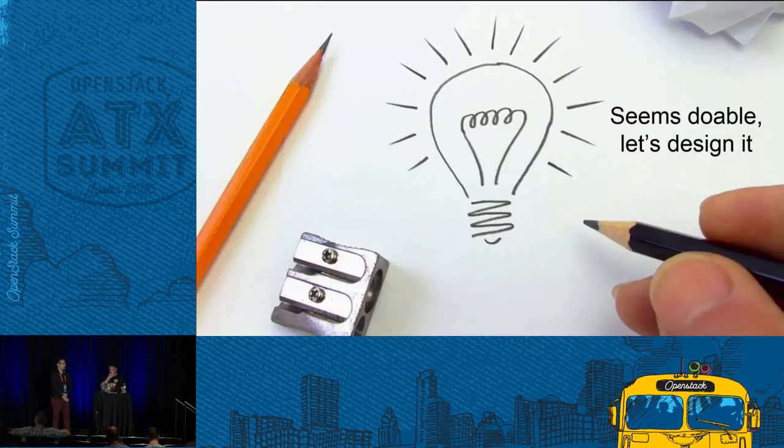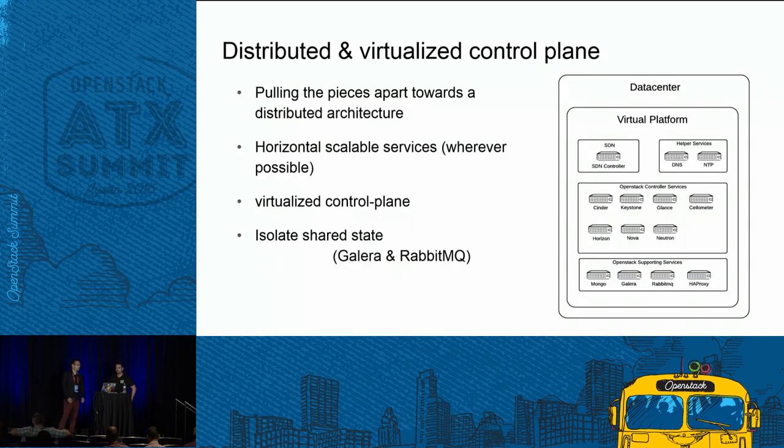So is it doable? We looked at it and tried to design it a little bit. What we aimed for was a distributed and virtualized control plane, meaning that we can pull the pieces apart, as Alberto explained, into individual components. We wanted to look at the individual components as horizontally scalable services, wherever possible; we will come back to that later. The foundation to iterate quickly is definitely a virtualized control plane, because there we can iterate way faster. And it was clear that we wanted to isolate shared state, meaning the MySQL database within a Galera cluster and RabbitMQ, on their own.